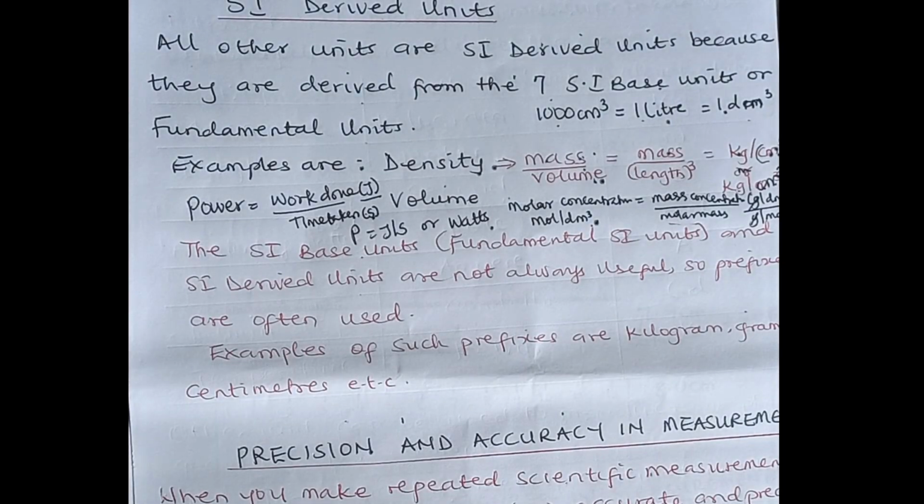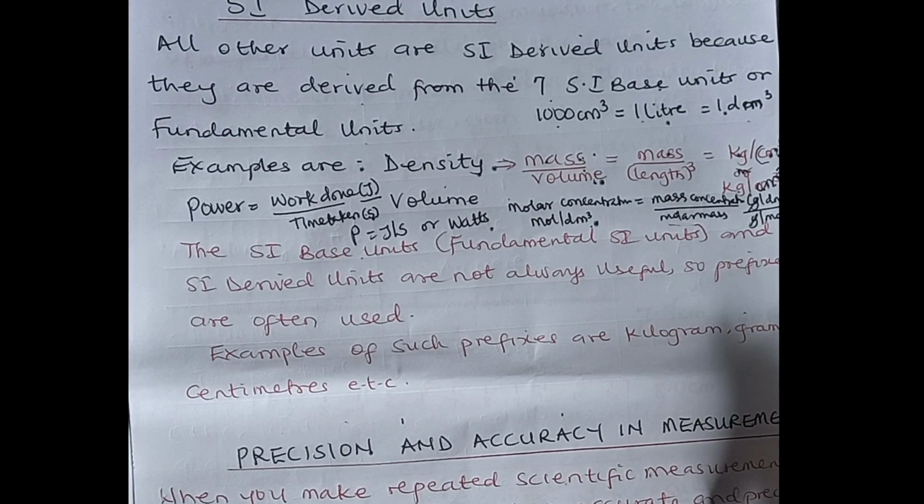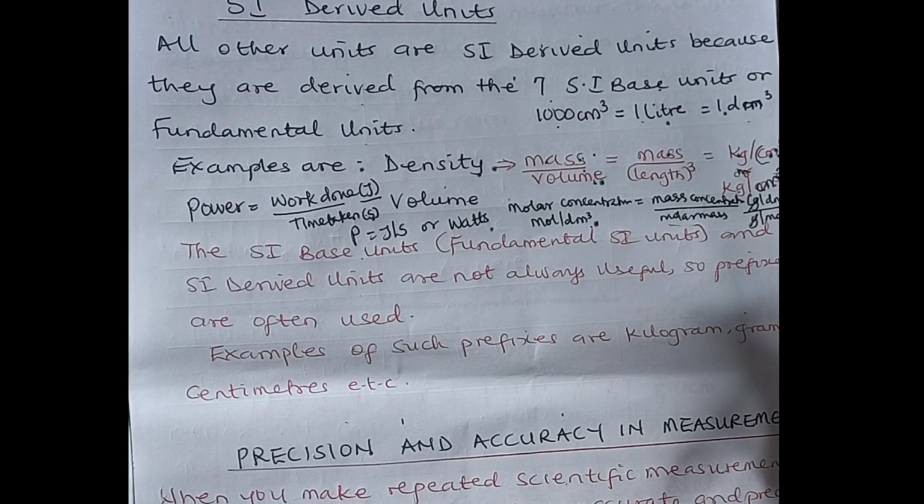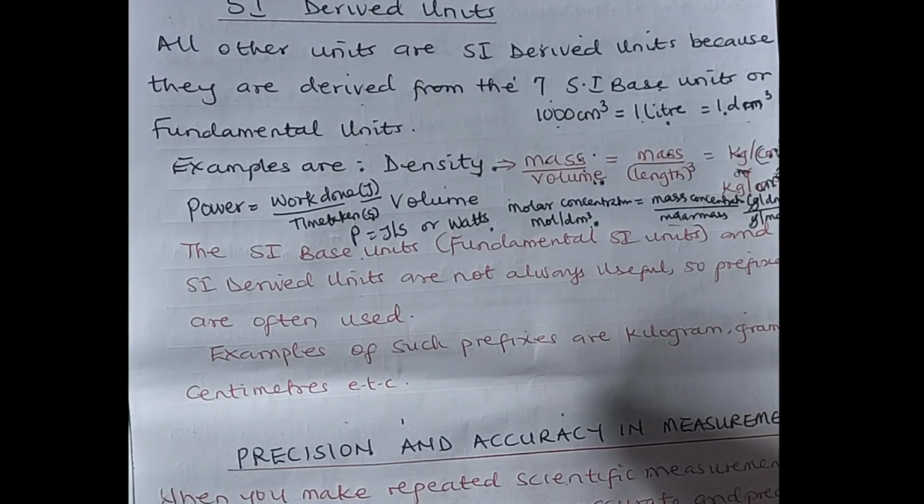What's the difference between precision and accuracy? Because they are actually used interchangeably. The word accuracy is a measure of how close your measurements of a quantity are to the true or accepted value of that quantity.